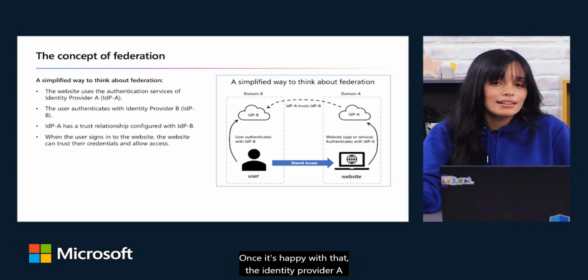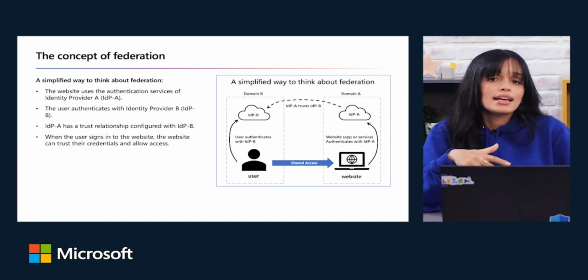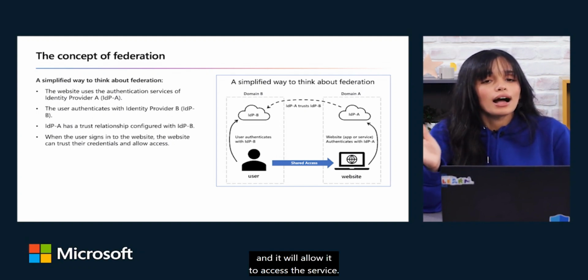Once it's happy with that, identity provider A will send a token back to the website saying, yes, we can allow this user in, and it will allow the user to access the service.